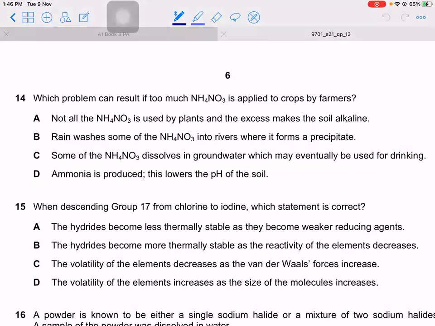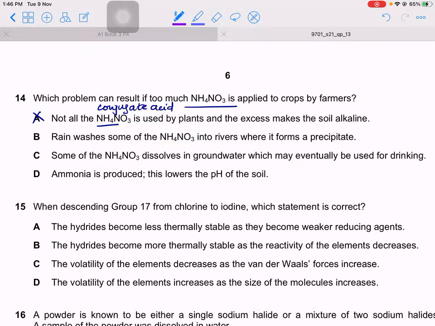Which problem can result if too much ammonium nitrate is applied to crops by farmers? If you apply too much on crops on soil, when it rains, the water will take this nitrogen content and leach it into the nearby rivers and lakes, and it will result in eutrophication. Let's see. They're saying not all ammonium nitrate is used by plants and it makes the soil alkaline. Not alkaline, because ammonium is a conjugate acid. So if anything, ammonium will make the soil acidic.